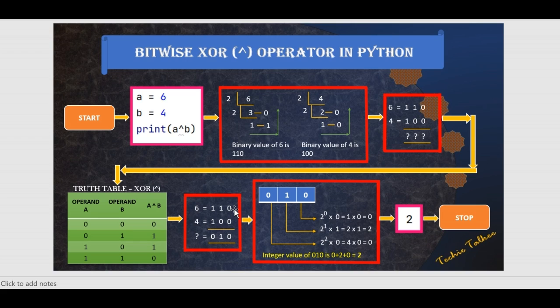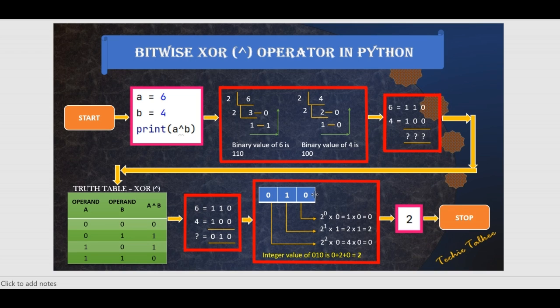So what do I have here? 0, 0. So 0 XOR 0 is 0. So I'll write down 0 here. Then I have 1, 0. 1 XOR 0 is 1. So I'll write down 1 here. And then I have 1 and 1. So 1 XOR 1 is 0. So I'll write 0 here. And this is the binary value that I get for 6 XOR 4.